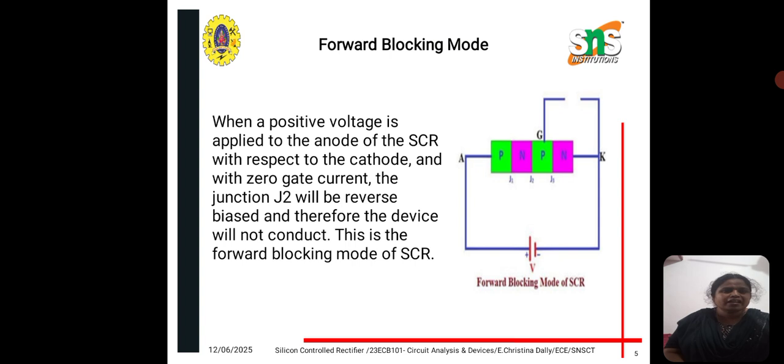This is a diagram of the forward blocking mode of the silicon controlled rectifier. Suppose we apply a positive voltage to the anode of the SCR with respect to the ground. What happens is the gate current will be 0. At the same time, the junction J2 will not conduct. So this is termed the forward blocking mode of the SCR.